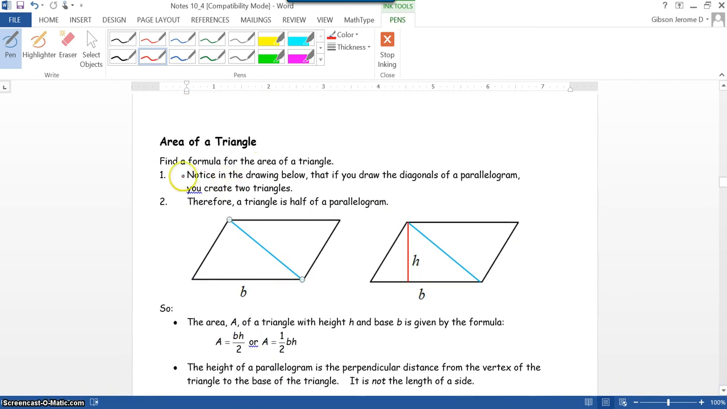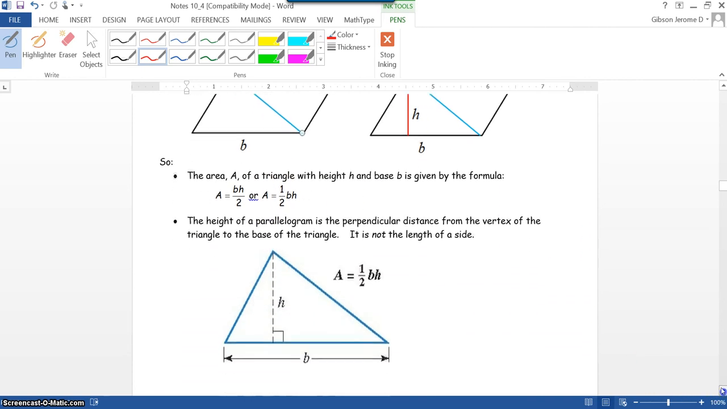Now the area of a triangle. It says find a formula for the area of a triangle. Notice in the drawing below that if you draw the diagonals of a parallelogram, you create two triangles. Therefore, a triangle is half of a parallelogram. The area A of a triangle with height h and base b is given by the formula A equals b times h over 2, or as we commonly see it, A equals 1/2 times the base times the height.